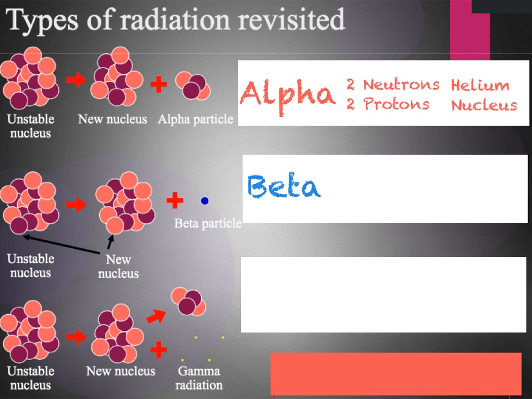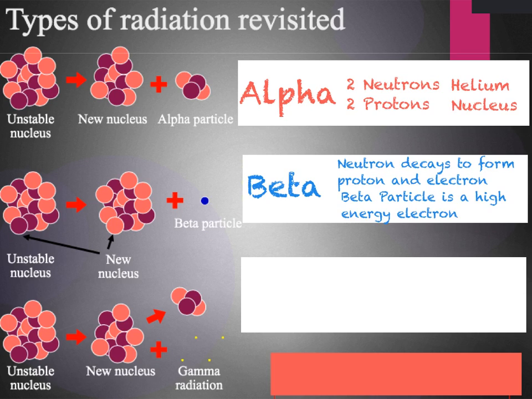Our second type of radiation was our beta radiation. In beta radiation, a neutron decays to become a proton and an electron. So an unstable nucleus becomes a stable nucleus, gives off this beta particle, which is a high energy electron.